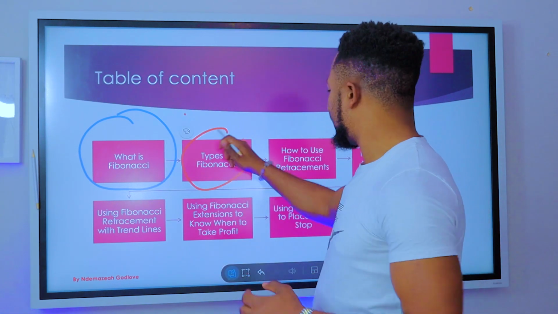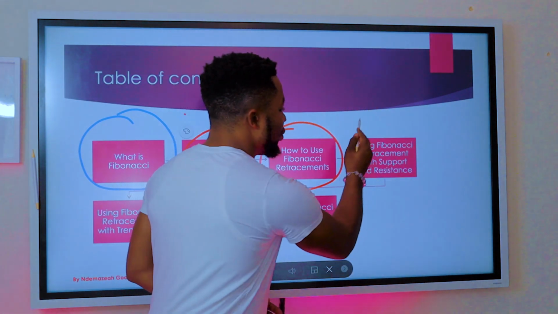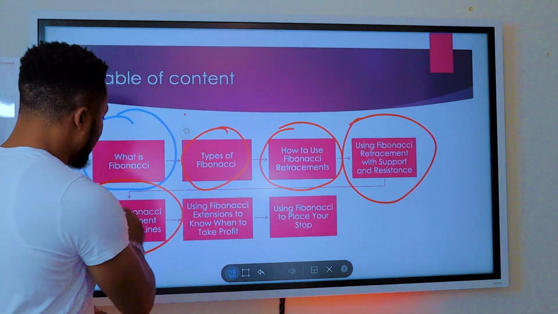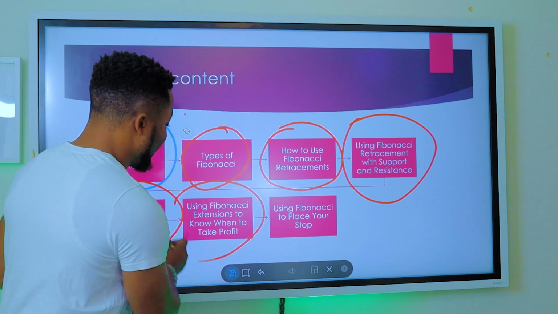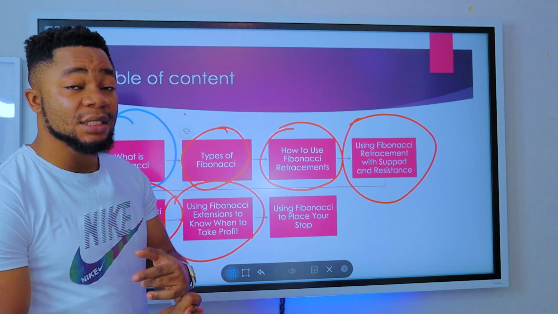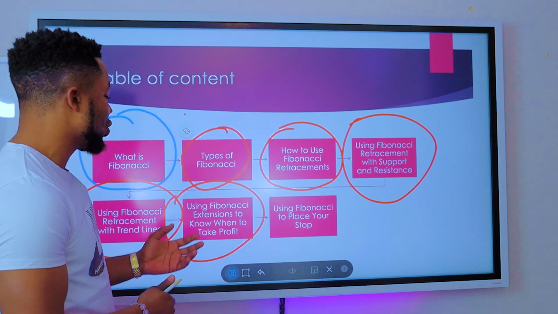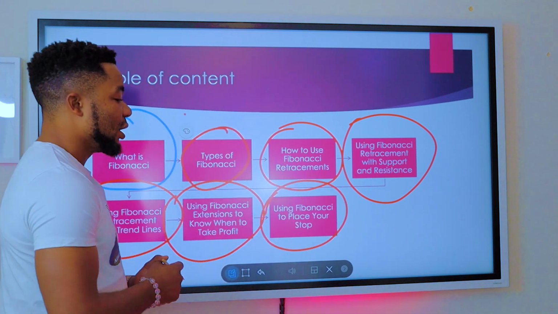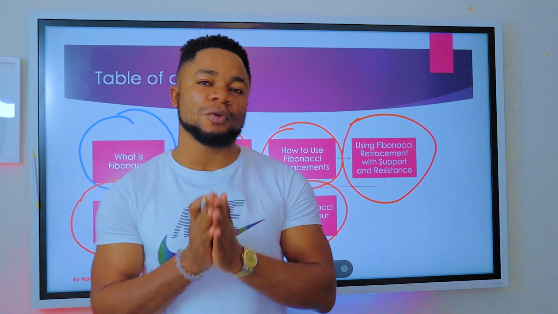We're going to cover the types of Fibonacci, how to use Fibonacci retracement. Then we'll also cover using Fibonacci retracement with support and resistance. We'll also cover using Fibonacci with trend lines, because you can still use Fibonacci with trend lines. Then using Fibonacci extension, because we have two types of Fibonacci: Fibonacci retracement and Fibonacci extension. So how can you use Fibonacci extension to place your take profit? And how can you also use the Fibonacci tool to determine where to put your stop loss?